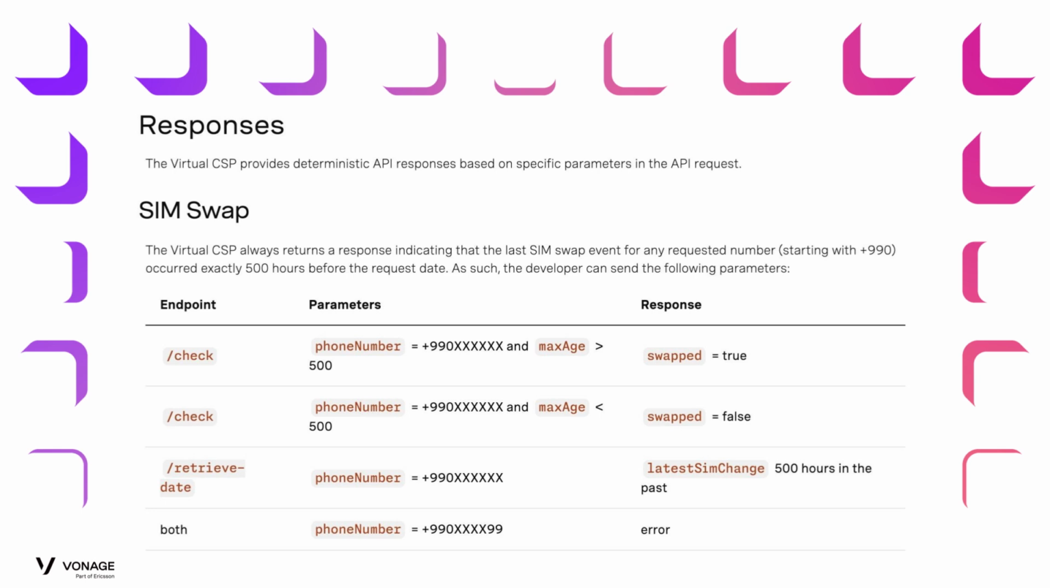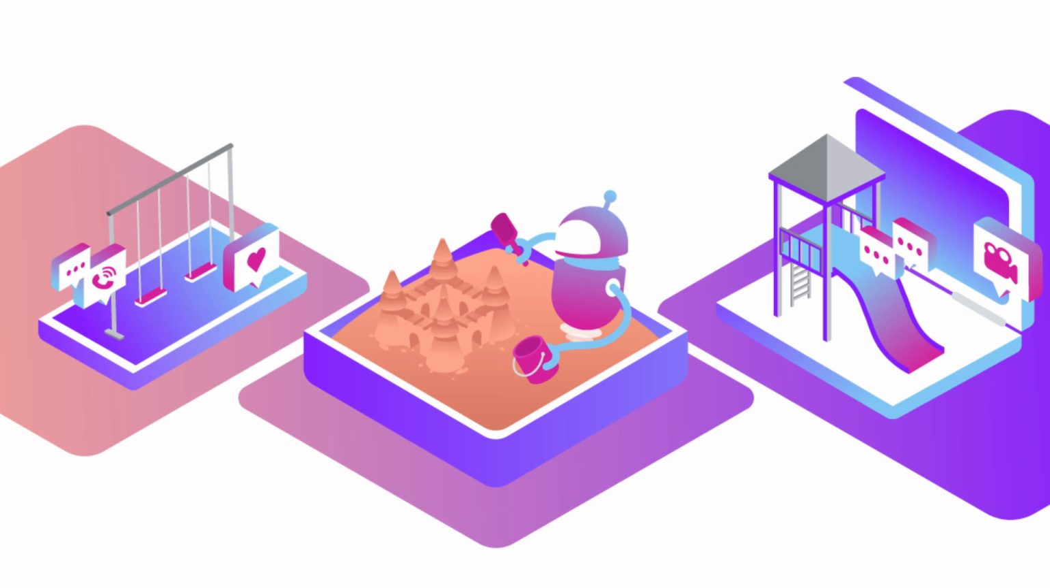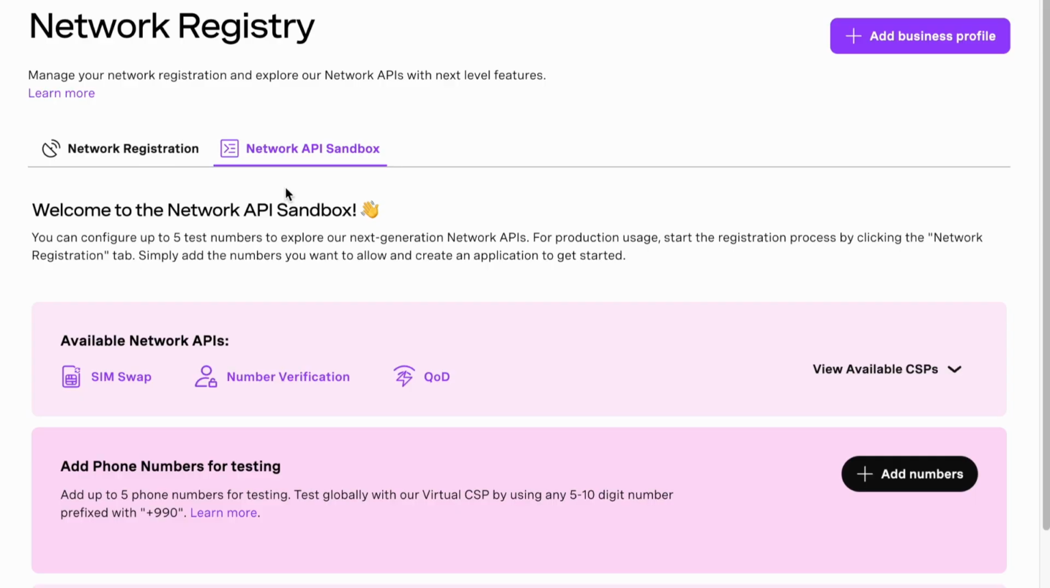The sandbox allows you to experiment with live data, configure up to 5 numbers, and test the number verification and SIM swap APIs. Go ahead and get started.